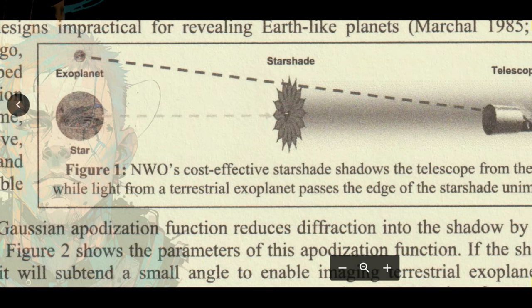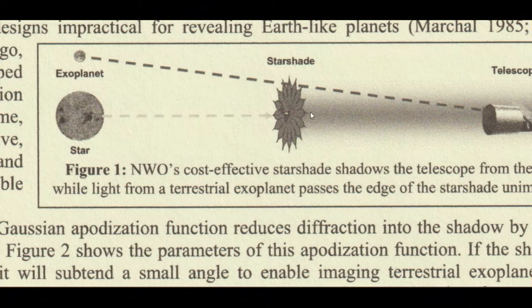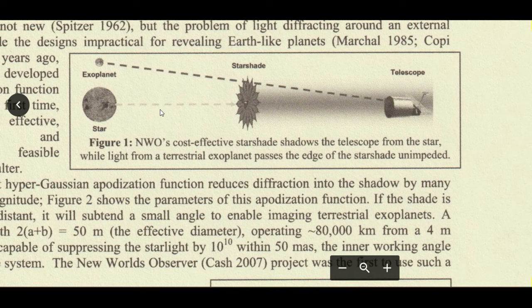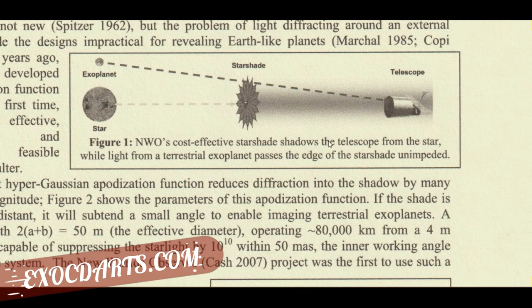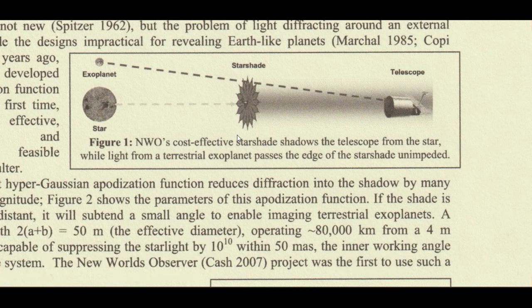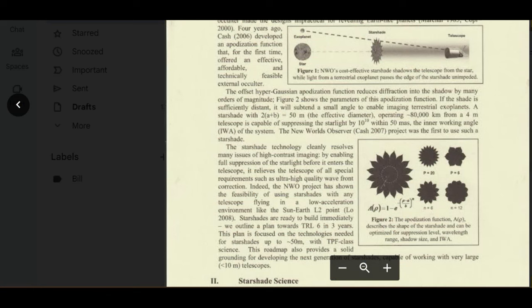This article shows you starshade. It's like a giant flower. I've done a number of videos on starshade. And the object, the exoplanet out there, right? Here's a star, our sun. There's the exoplanet. So it could see these giant asteroids too. It shows you here the new world order, cost-effective starshade. So watch, I'm going to show you more.